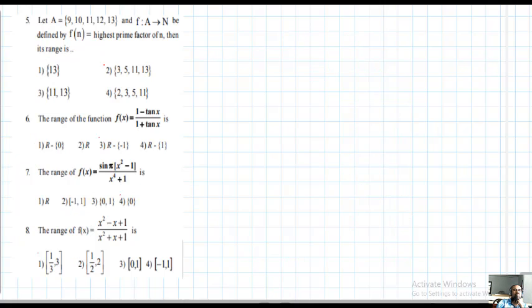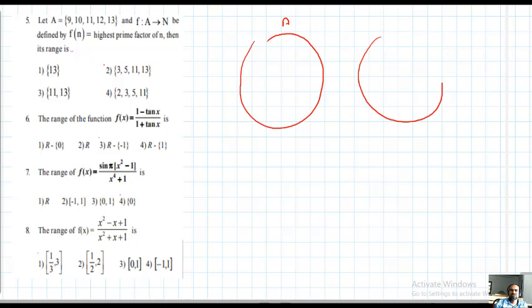Okay. Next, problem number 5, students. A function is given with the rule highest prime factor of n, and we need the range. Easy problem only. See here, this is set A, and this is set N. Here 9, 10, 11, 12, 13 are the fixed elements, but all natural numbers are there in the codomain. So what rule did they pair by? Highest prime factor of n. 9's highest prime factor is 3 only, no?